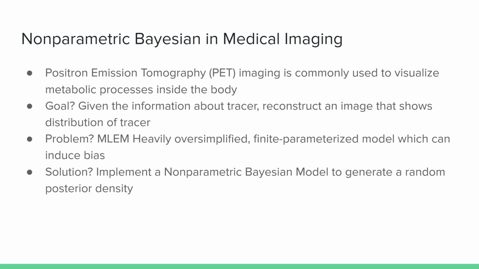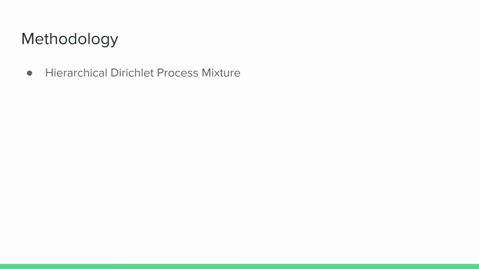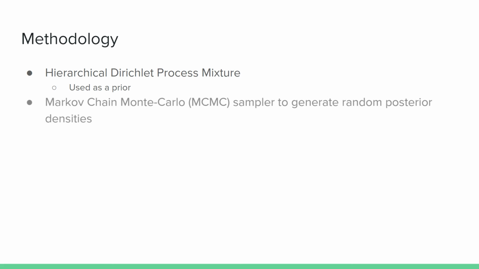The researcher employed a nonparametric Bayesian model that can reconstruct the image. This image is just a schematic of how PET works, but as you can see, the gamma rays shoot off from the area to be visualized and to be recorded by the detector. The researcher employed a hierarchical Dirichlet process mixture, or a DPM, as a prior for the spatial distribution of interest. The rays can be thought of as a cluster that draws from a Bayes distribution. The researcher then used a Markov chain Monte Carlo sampler to generate the random posterior densities.